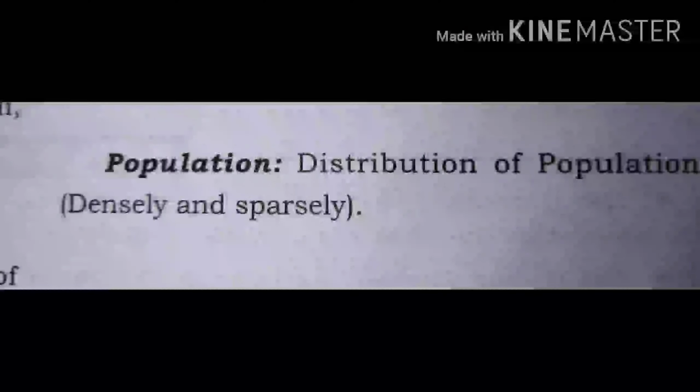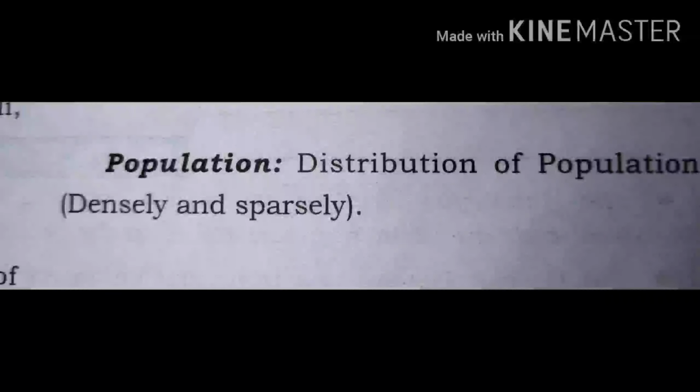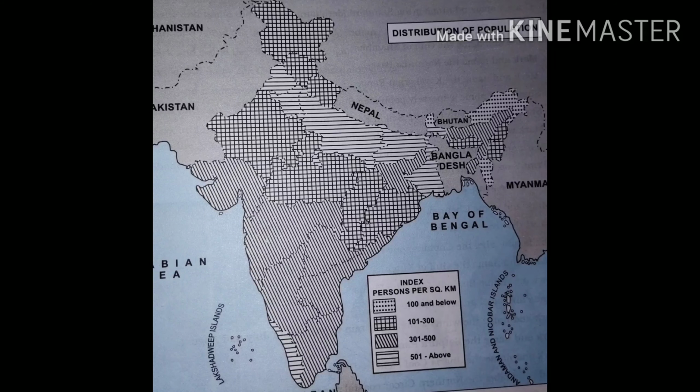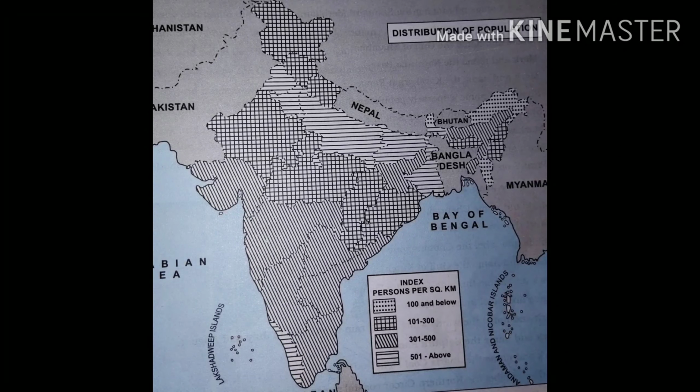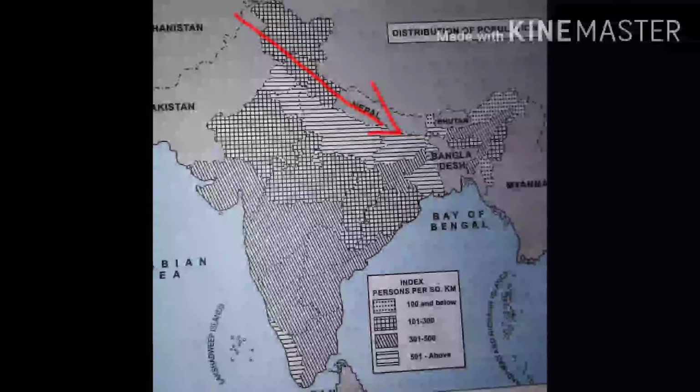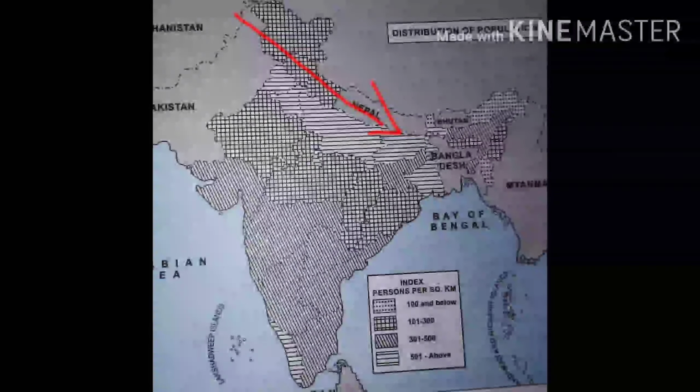The next topic is distribution of population, and in the distribution of population we have to locate the states with respect to their population density. So this map is showing the population densities of the various states. First we'll see how you can divide the different regions by drawing inclined lines. I'm first drawing this inclined line, and this includes the states of Jammu Kashmir, Himachal Pradesh and Uttarakhand.